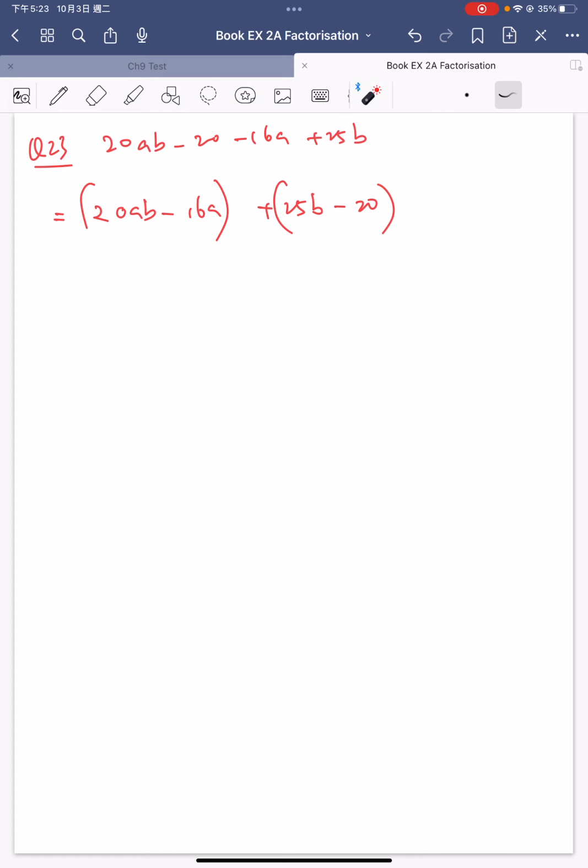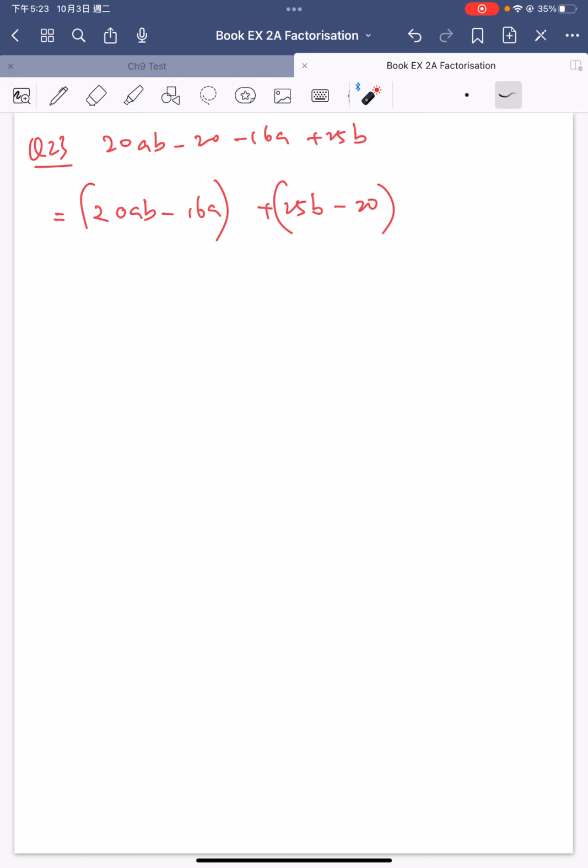We are doing 20ab minus 20, then minus 16a plus 25b. Please bear in mind that there's no common factor in this part, because 16 is 4 squared and 25 is 5 squared. So in this question, we will try to move something. For example, we can group these two. They both have a, so we change to 20ab minus 16a. Then we can add the 25b minus 20. So actually, we're just swapping the position of the like terms.